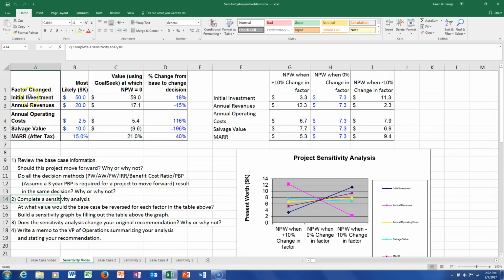So I have the table set up here, the factors that we're going to look at, and these are the most likely values. These are just copied. Anything in my files here in blue means that it's a formula carried over from somewhere else so that you don't need to be touching that. And the black, you're going to get a template where the goal seek value is empty, and these changes over here are empty as well. And then you're going to complete the analysis and fill these numbers in. So we know that when the initial investment is $50,000, the investment is a go, and its net present value is positive 7.3.